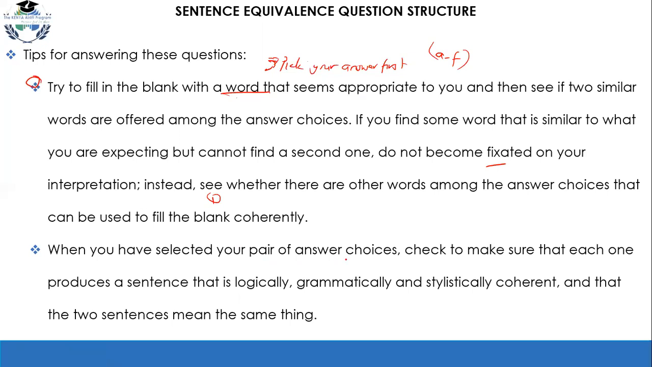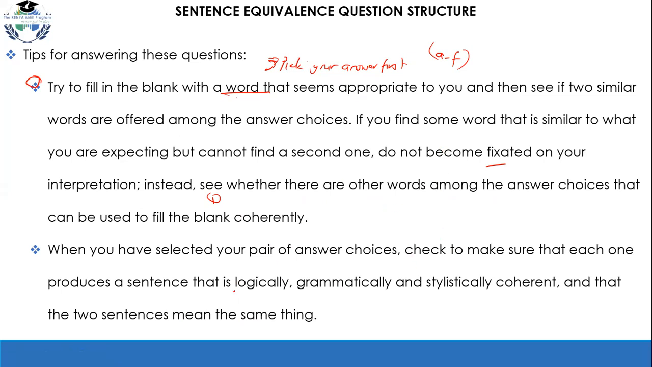Then when you've selected your pair of answer choices, check to make sure that each one produces a sentence that is logically, grammatically, and stylistically coherent, and that the two sentences mean the same thing. So again, read through the entire sentence again with the first answer and then the second answer. Do both of them make sense? Do both of them have the same meaning? I can't be saying someone is good in one sentence and then in the other sentence someone is bad, right? They have to have the same meaning. If the first sentence is someone is good, the second sentence should also be someone is good.